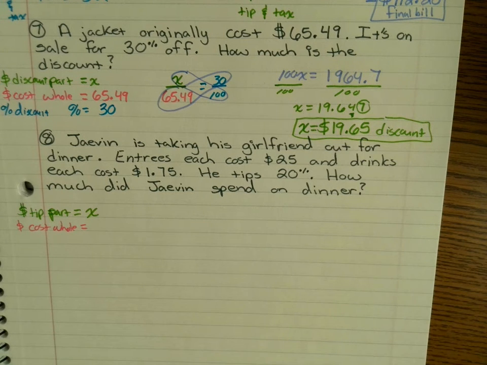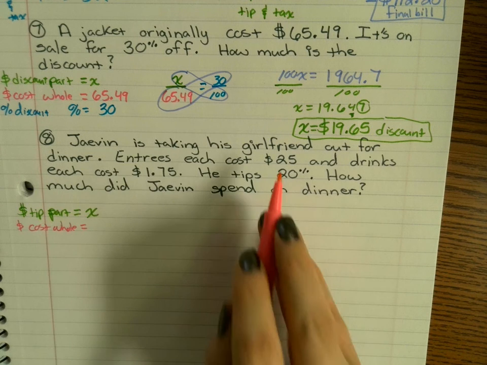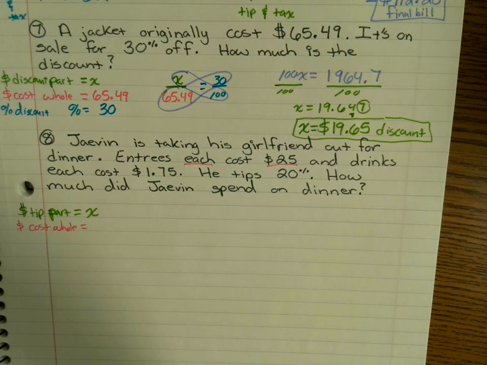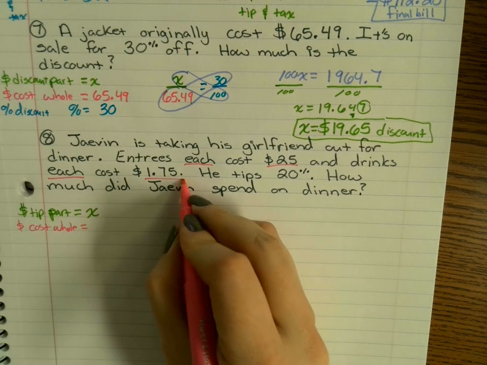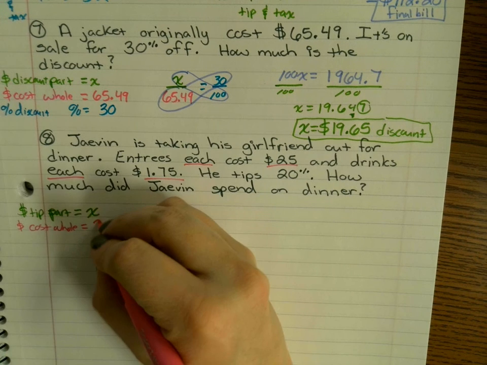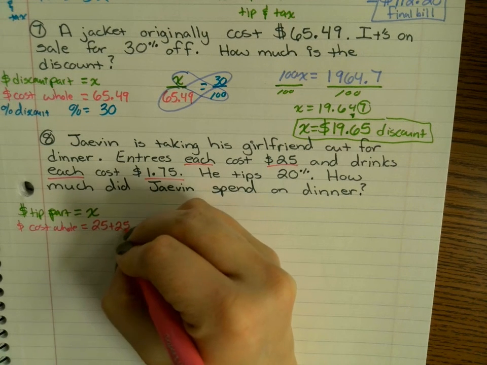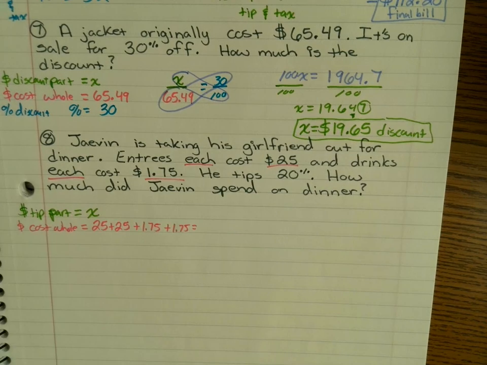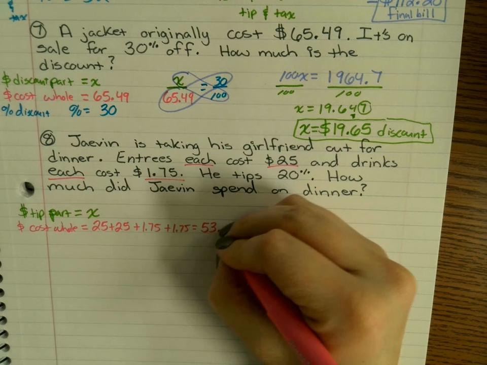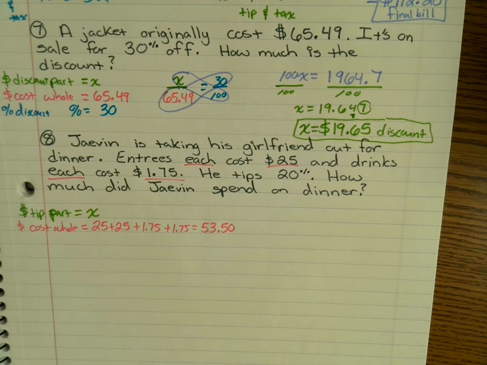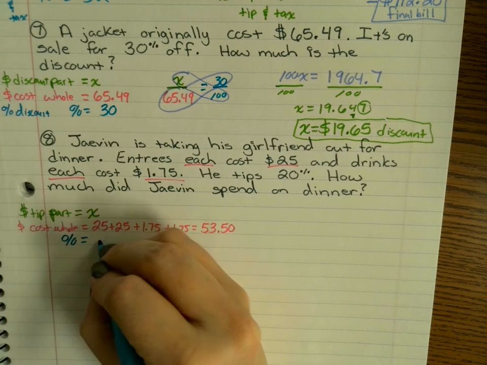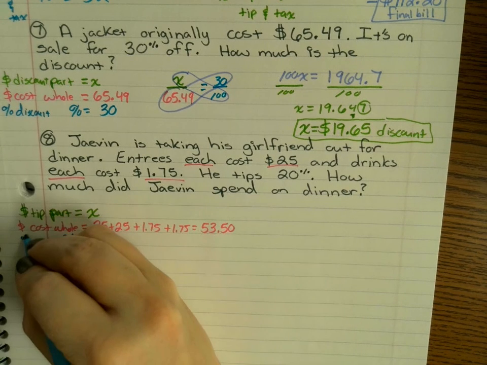So you need to make sure that you understand that it's not just Javen, it's Javen and his girlfriend. And if he is a good boyfriend, he's going to pay for her. So he doesn't have just one entree, it's $25 each. And the drinks are each $1.75. So if you do 25 plus 25 plus $1.75 plus $1.75, then you're going to have $53.50 for the cost of the meal before he pays a tip. Okay, now the percent, his percentage is 20%. That's the percent of tip that he's applying.